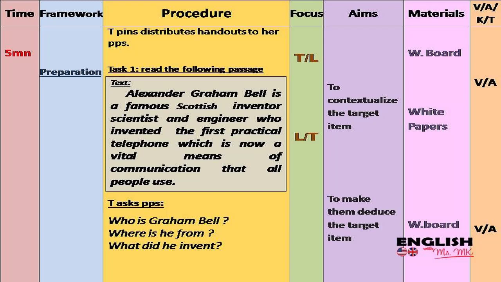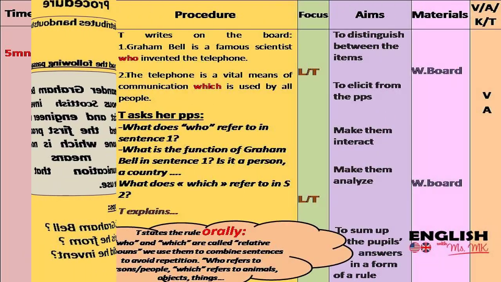What is the aim? It is to contextualize the target item, and after giving them this text, I'm going to ask my pupils questions. Who is Graham Bell? Where is he from? And what did he invent? Of course, these are general questions to go to the point that I want. I'm going to try to narrow my questions, and then I'm going to write on the board: Graham Bell is a famous scientist who invented the telephone.